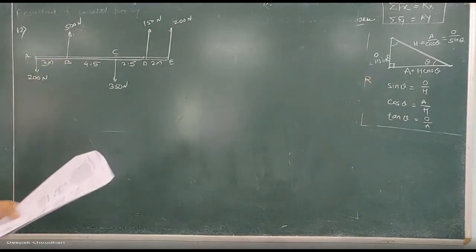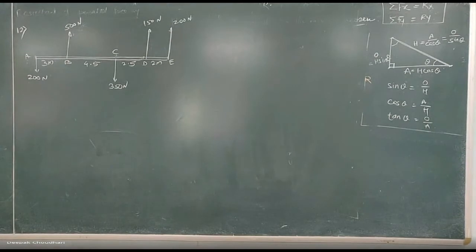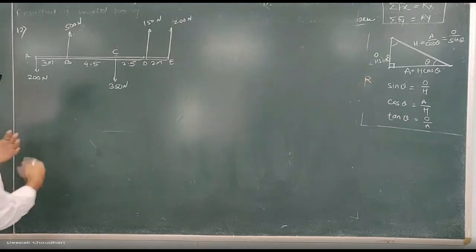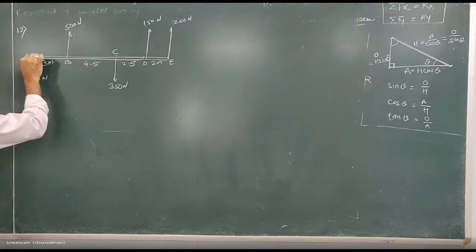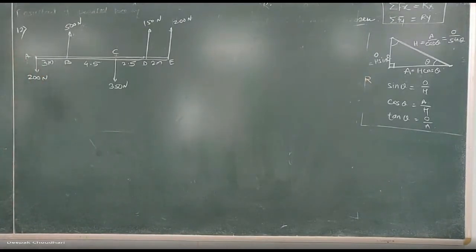This one force system is given, and it is asked to determine the resultant of the following system of forces shown in the figure and locate the position. In the question it is not given with respect to which point you are supposed to locate the position of the resultant. So we'll locate the position of the resultant with respect to point A. Now, since it is a parallel force system, there is no need to resolve the forces.